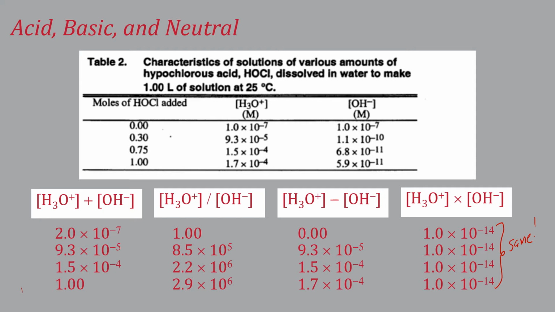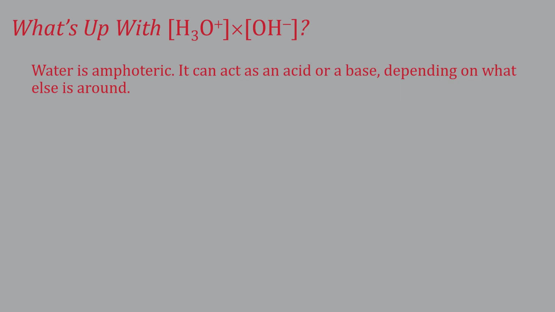And here we go. So water is amphoteric. That word means that it can be an acid or a base, basically depending on what's around. And this is true in general. Acid or base behavior is kind of a relative thing. But water is in the middle and is actually quite happy acting as an acid or a base, again, depending on what else is around.